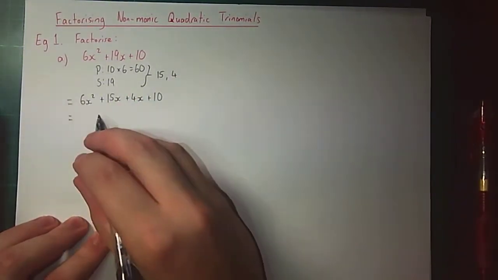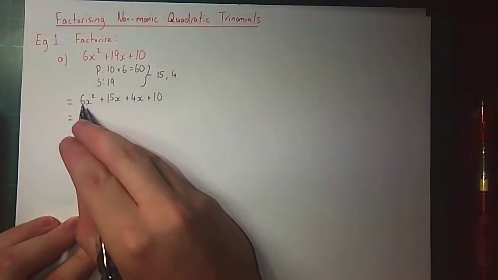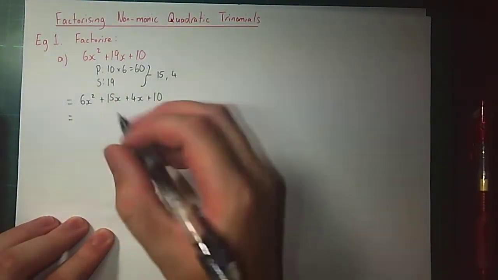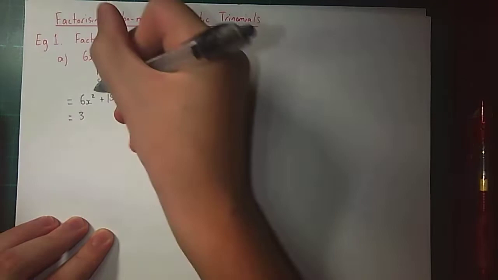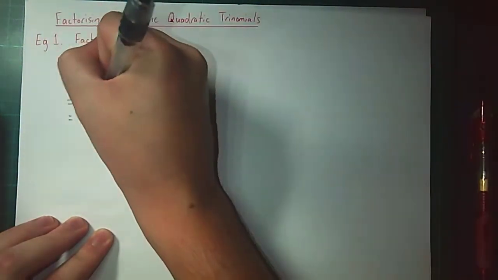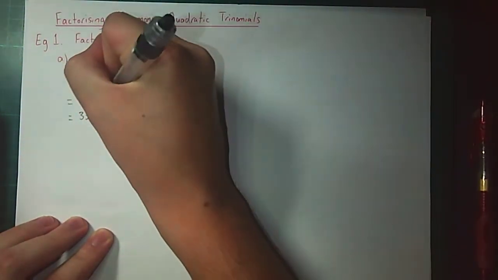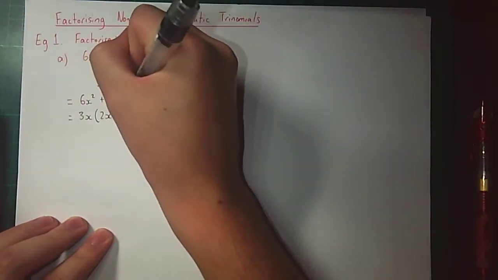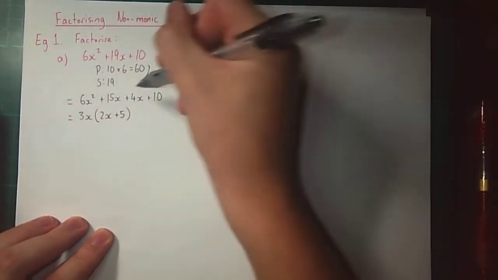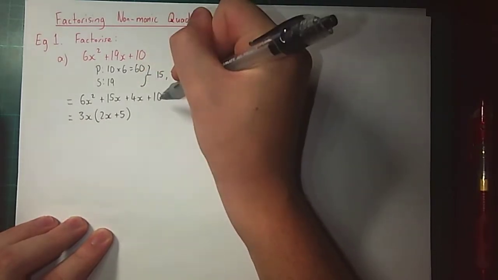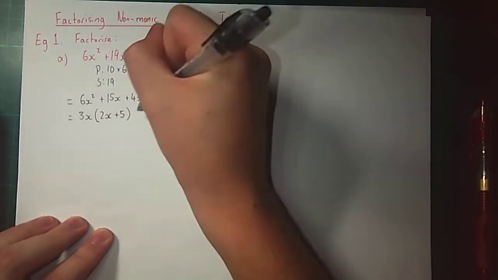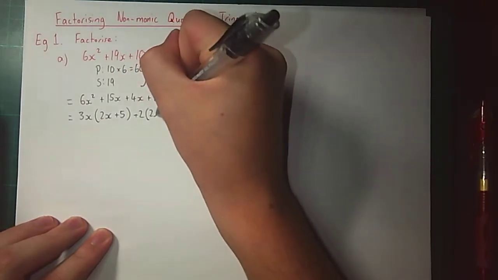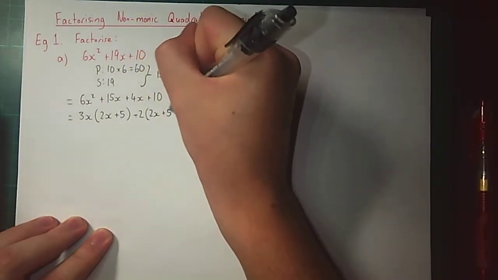So for this, we have to find a common factor of 6x squared and 15x. For the number, we're happy with 3. 3 is common, and there's an x value that's in common as well. Left over here, we're going to have 2x, and left over here, we're going to have 5. Now we'll take these two. The common factor of 4x and 10 is going to be positive 2. We're going to be left with 2x and a positive 5.